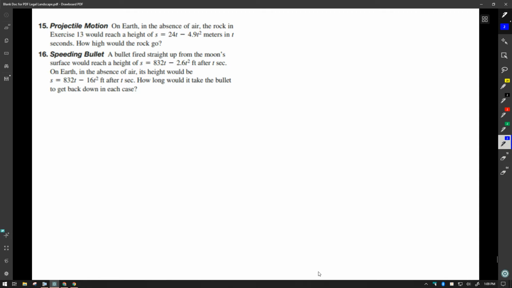Let's take a look at both number 15 and 16 from section 2.4. This is about projectile motion. On Earth in the absence of air, the rock in exercise 13, that was a question about throwing a rock vertically straight upward on the moon. On Earth, it would reach a height of s equals 24t minus 4.9t squared meters in t seconds. How high would the rock go?